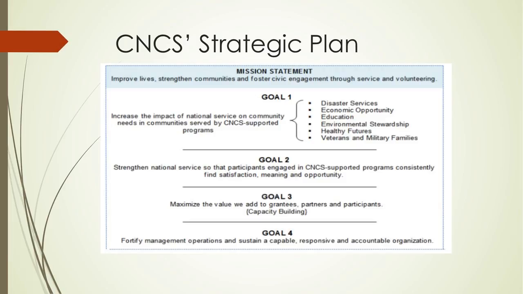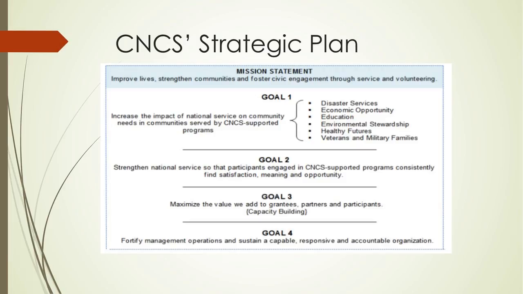For Goal 1, our impact area is Healthy Futures, which focuses on independent living, long-term hunger, childhood obesity, and healthcare access. If you'd like to review the CNCS strategic plan and the performance measures they're tracking, please visit www.nationalservice.gov/resources/performance-measures.